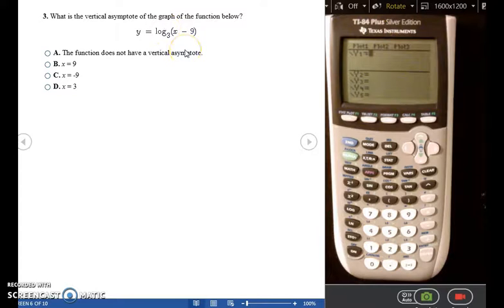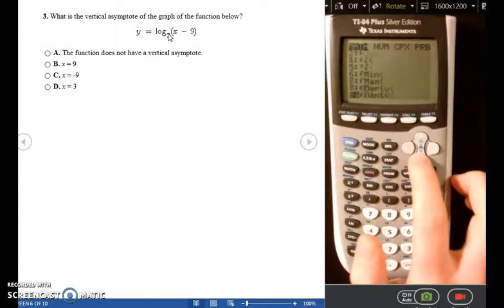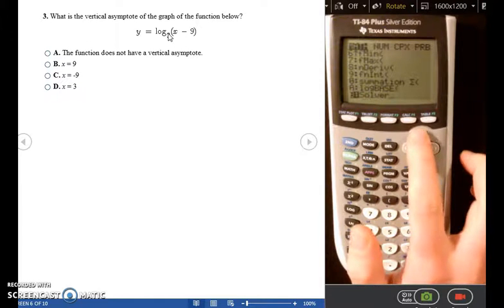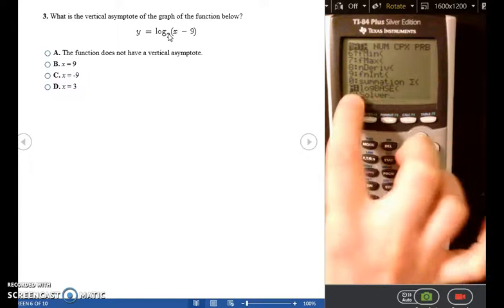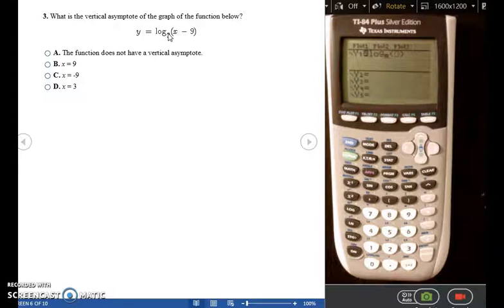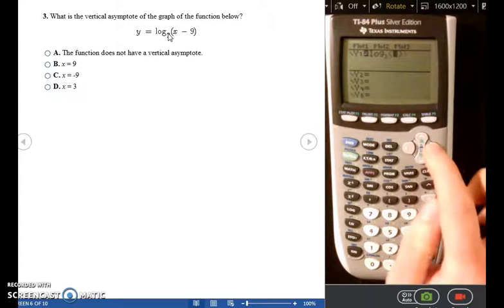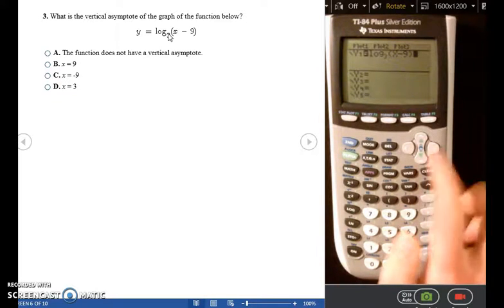And so just a heads up, you cannot use this log button, because this log button is for a base 10. This is a base 3, so you're going to have to go and press the math button, and then you're going to scroll down on that first menu until you see log base parenthesis, and it's choice A. And once the A is highlighted, press enter. And then you just fill it in. So I'm going to fill in a 3 for my base, and I scroll over to the parentheses and fill in x minus 9. And that's it.